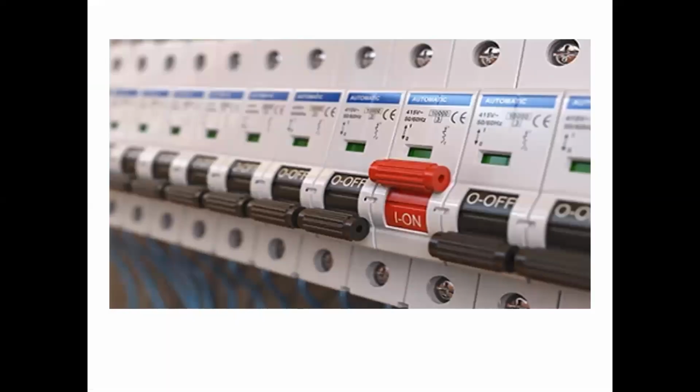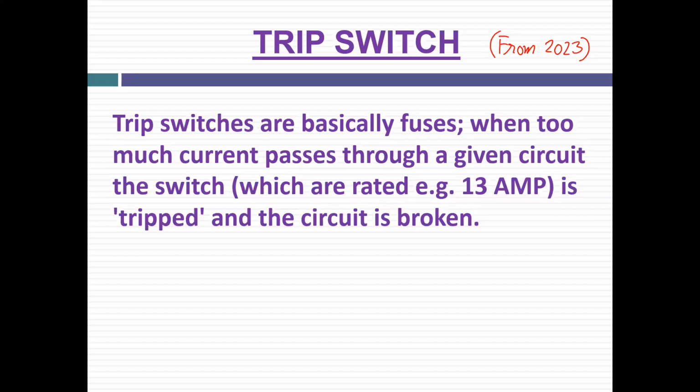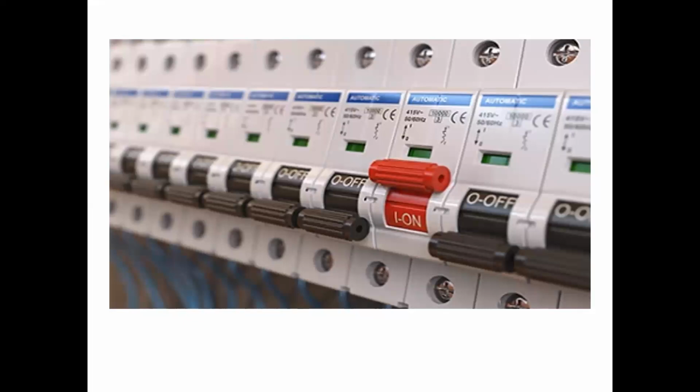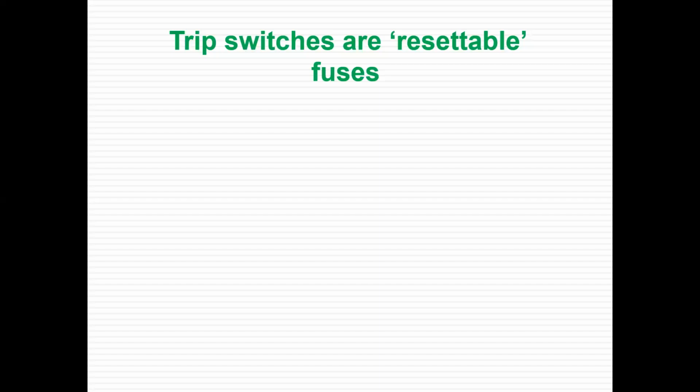So they appear like this. These are the trip switches. Look at the screen. These are called trip switches. They are like a breaker, they are like a fuse. When the current passing through the switch exceeds the rating, for example 13 ampere, it trips, and the circuit is broken. You can reset it by moving the switch down or up according to the setting, and you can restart the circuit. They are resettable fuses.